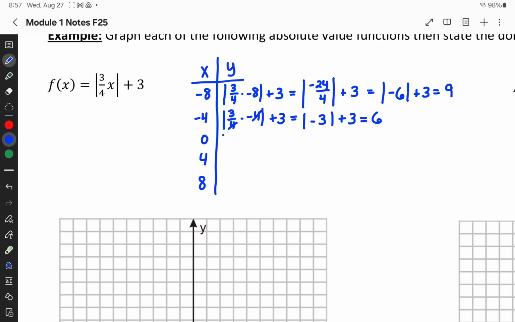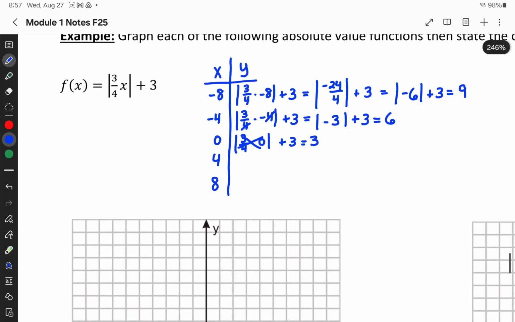Next, let's plug 0 in for x, so we'll have 3/4 multiplied by 0 plus 3. Well, the nice part is 0 times 3/4, that's all just 0. And then I don't have anything to take the absolute value of, so really all I have left is the plus 3. So it looks like that'll just be my answer here.